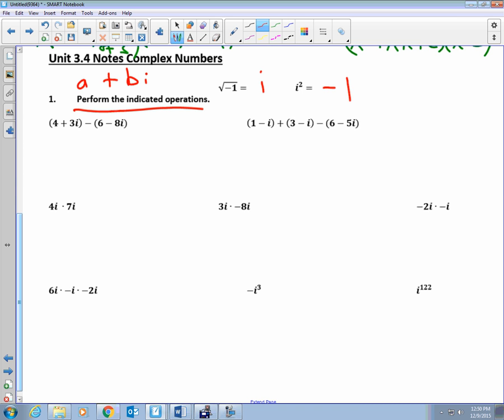A plus bi is a complex number because it has two parts. It has a real part, a, and an imaginary part, b. When we want to subtract them or add them, we simply combine like terms. So we have 4 plus 3i minus 6 plus 8i. So what's the real part going to be? Negative 2, and the imaginary part, 11i. That's it. You do the next one.